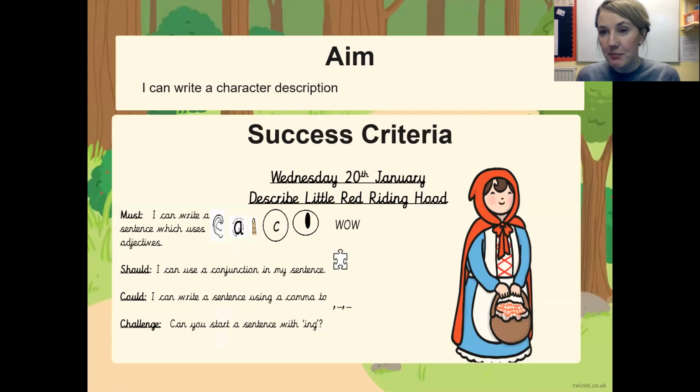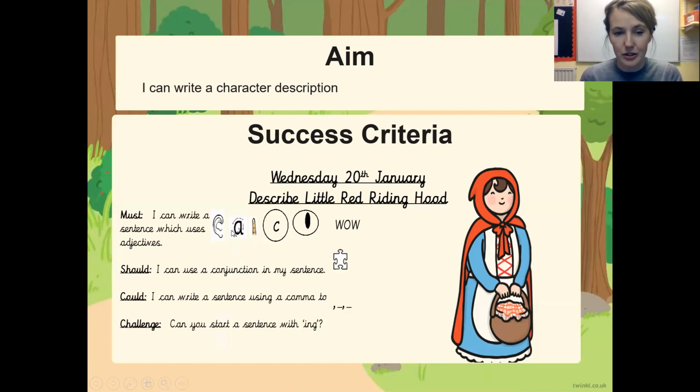I'm here for your Wednesday English lesson and we are going to be writing a character description today. I've popped on there for you some ideas of what I am looking for in your writing. To this success criteria, I have used the picture targets to help you quickly understand them.